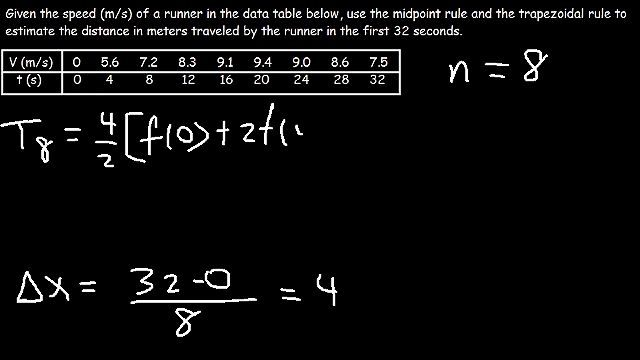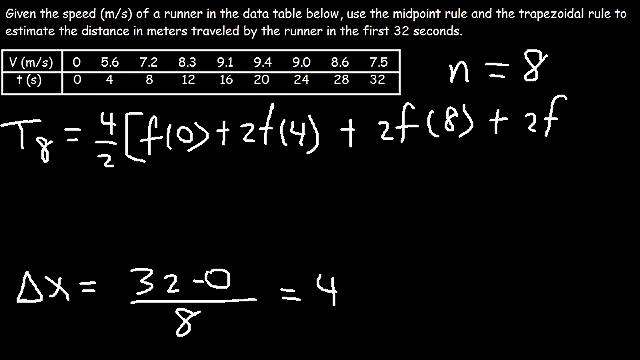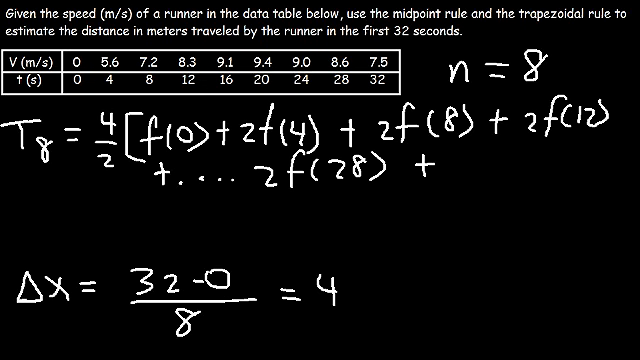For the trapezoidal rule, we're going to use all of the points. n is 8, but we're going to use all 9 points that we see on the graph. And then this is going to be 2 times f of 8 plus 2 times f of 12. And then 2 times f of 28. And finally, f of 32.